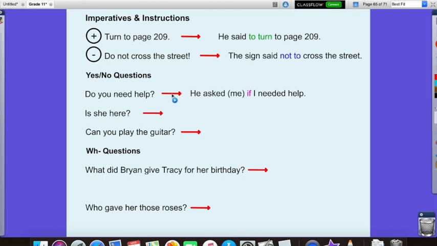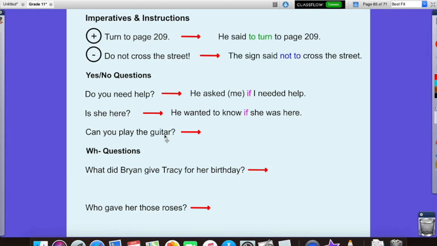Reported speech. He asked. I'm going to give you different reporting verbs. Asked is just one of them. So he asked me, or he asked, the word me is optional, if I needed help. Second sentence, is she here? Reported speech. He wanted to know if she was here. So when you're reporting a yes-no question, you need to add if.